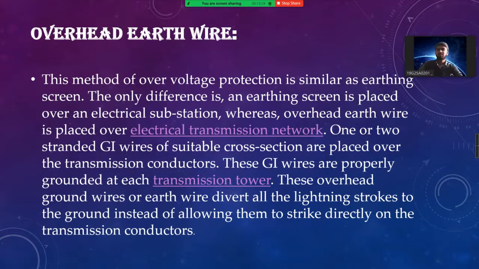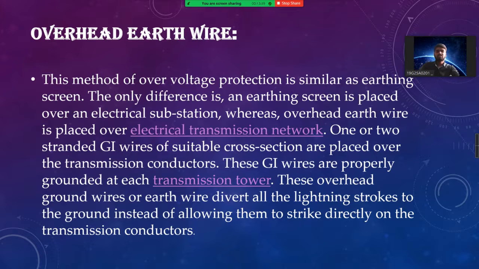Coming to the overhead earthwire system. This overhead earthwire system of over voltage protection is similar to earthing screen. The only difference is that an earthing screen is placed over an electric substation, that is the main difference here, whereas overhead earthwire is placed over the electrical transmission network.